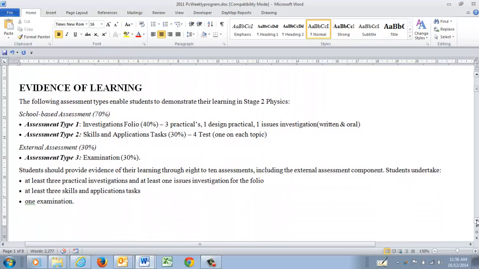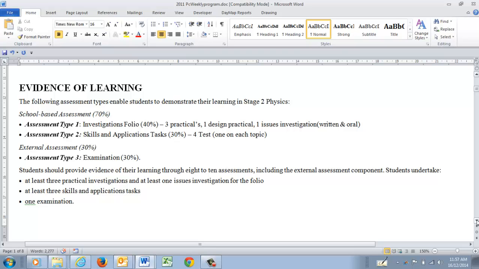When we start looking at the evidence that we need to collect over the year, the following things basically stick out. We have two assessment types. The first one is an investigation folio, which will count for 40% of your marks. Generally for that we have 3 pracs. One of those will be a design prac, and then we also have one issues investigation. That's where you do your research and present that information. We'll definitely go through that at the beginning of the year, so you can start working on that as we go through.